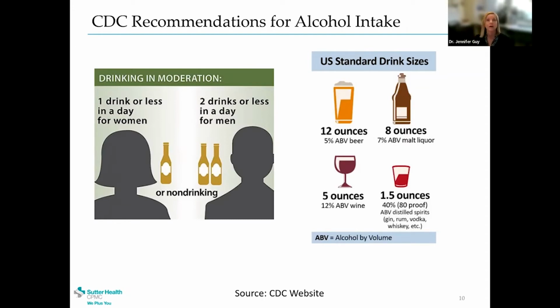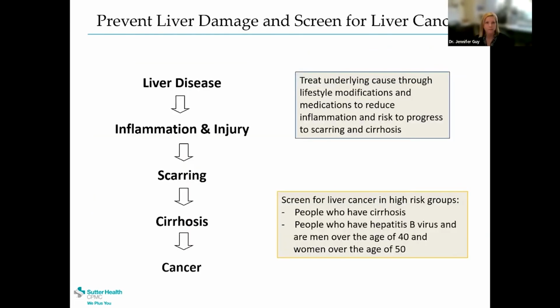For example, at 1.5 ounces, like a shot of hard alcohol, or a 5-ounce glass of wine, they have the same effect at the level of the liver. And so it's really important to be thinking about how we are using alcohol in our daily lives.